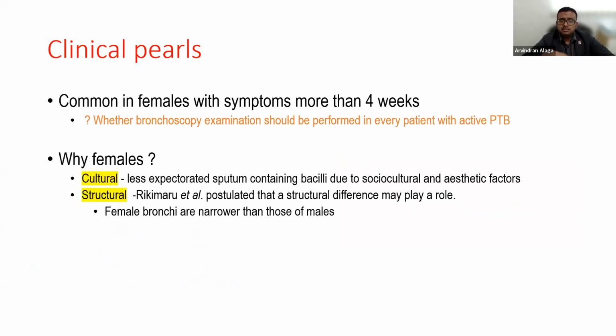Why females? Because of cultural background: females expectorate sputum containing bacilli less, due to social, cultural, and aesthetic factors. And structurally, female bronchi are narrower than those of males. So later I will mention in the anatomy section the differences in airway sizes between male and female.